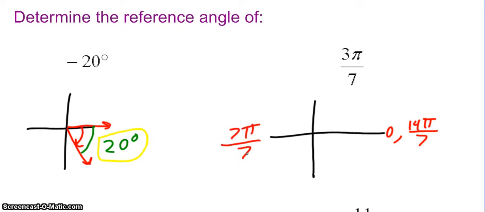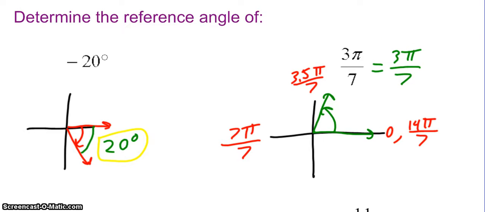This is 7 pi sevenths. So 3 pi sevenths is somewhere between 0 and 7. What is this going to be? Well, this would be 3.5 pi sevenths. Therefore, 3 pi sevenths is somewhere in the first quadrant. And if this angle is in the first quadrant, then its reference angle is itself, because it is an acute angle.